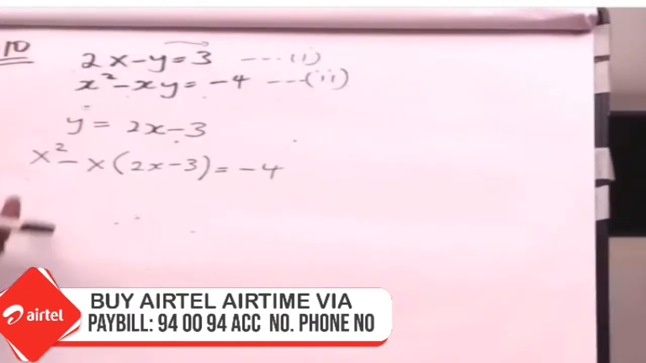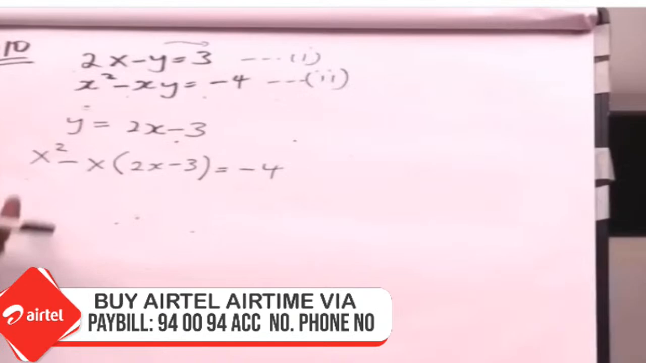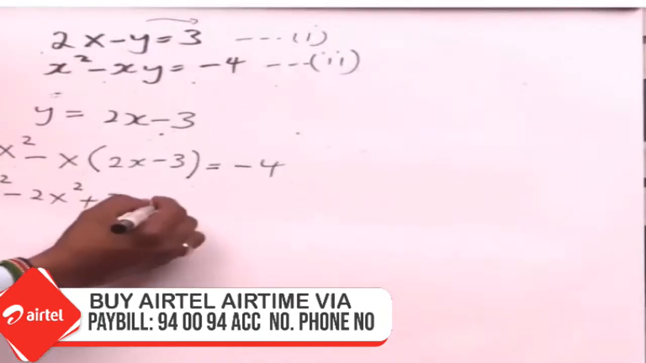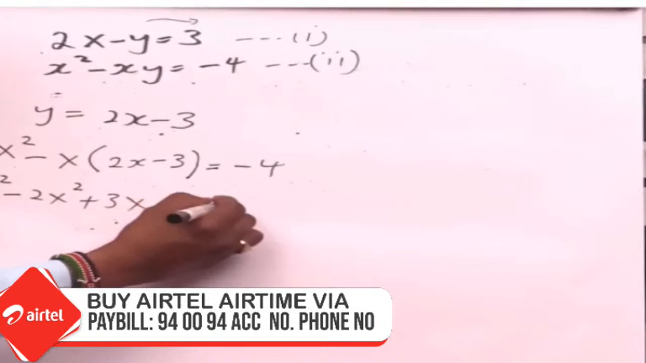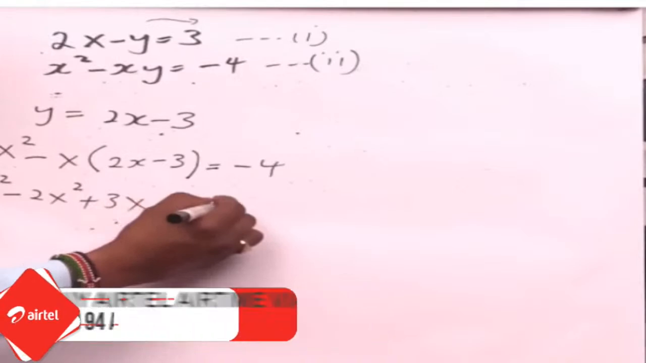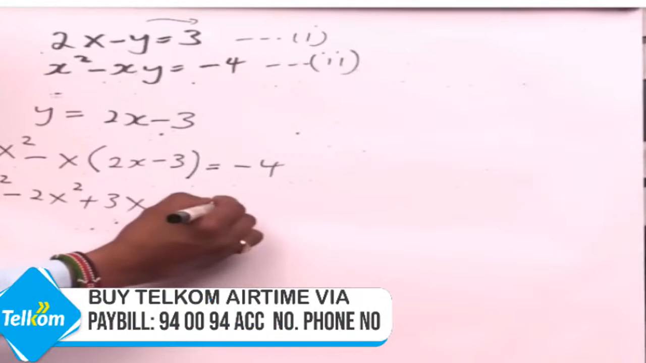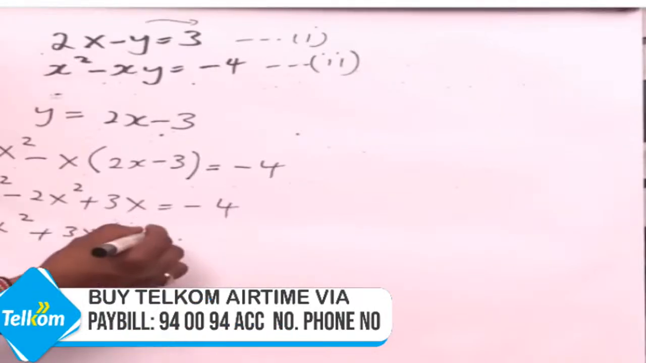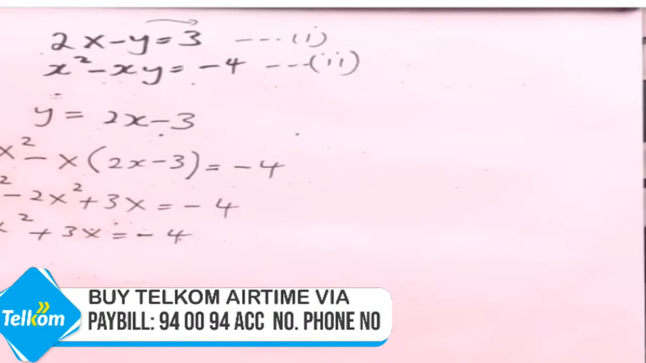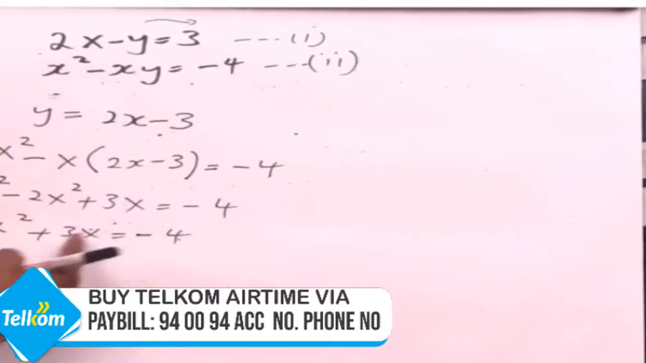Open the brackets to get the value of x. x squared minus 2x squared plus 3x equals minus 4. x squared minus 2x squared is minus x squared, plus 3x equals minus 4. Then let's move everything to the other side so that we make the minus x squared a positive value. It becomes x squared when it crosses the other side.